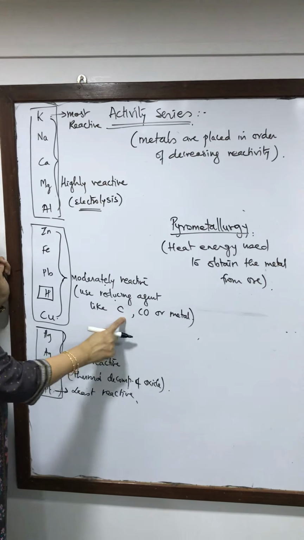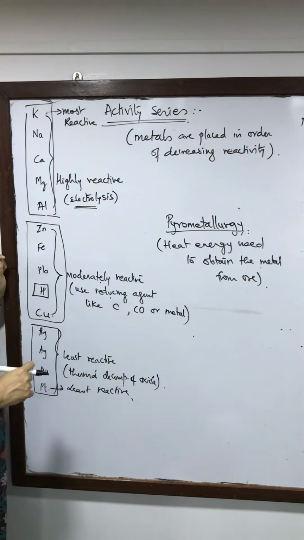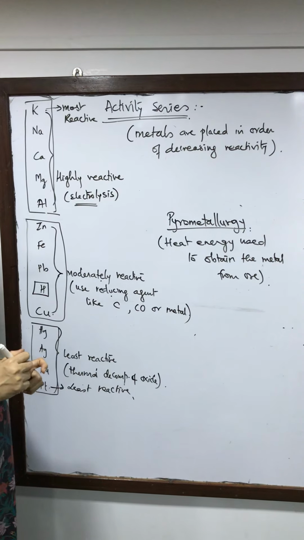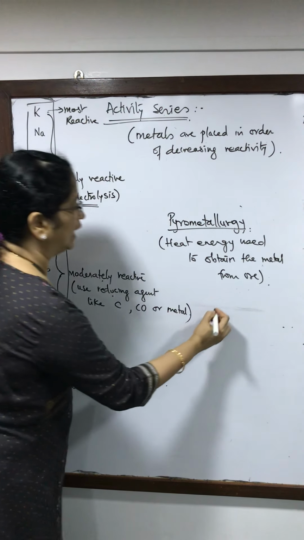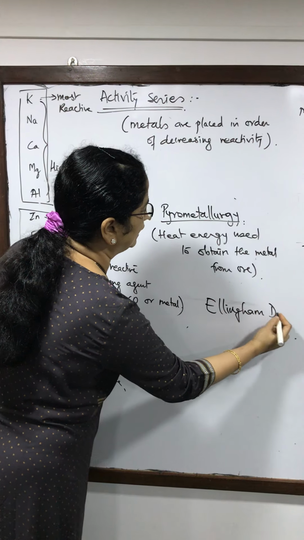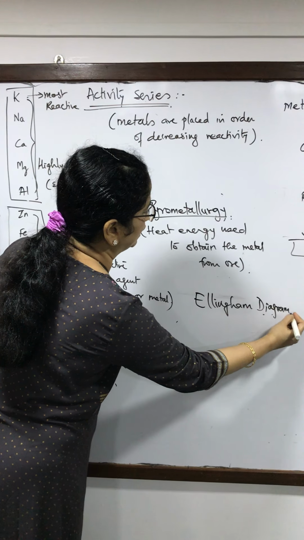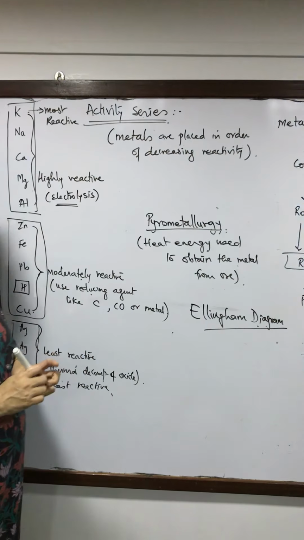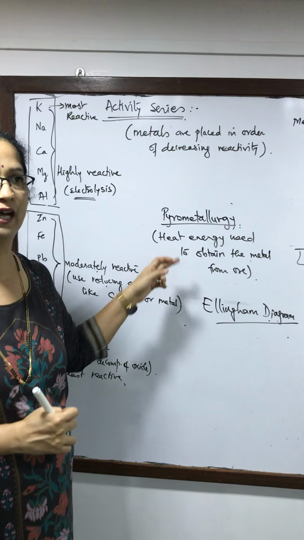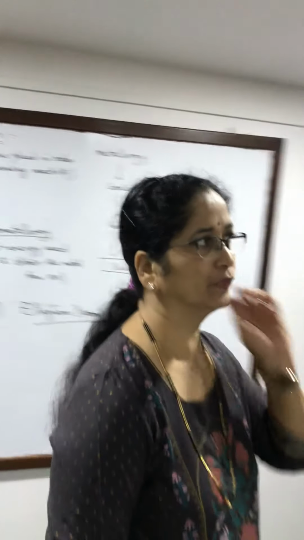So we need to decide which reducing agent would be best. We need to decide the temperature at which we are going to carry out the reduction, for which we have to study Ellingham diagram. Ellingham diagram is a very important graph which will help us select the reducing agent and the temperature of reduction. So let us have a look at Ellingham diagram.